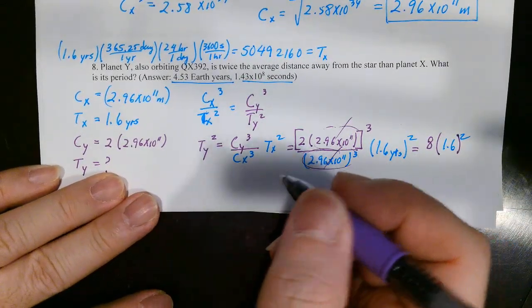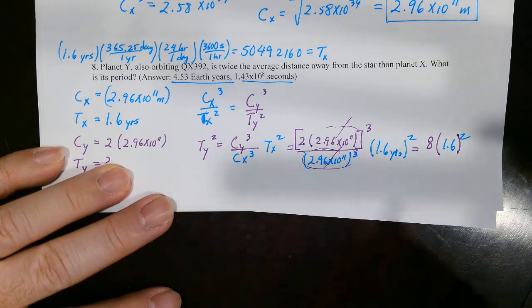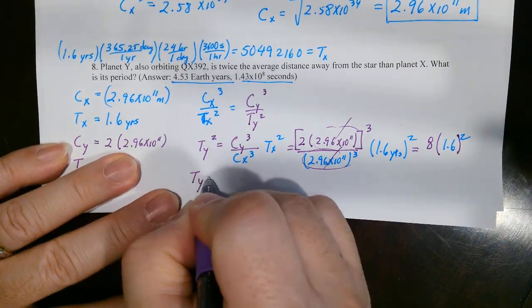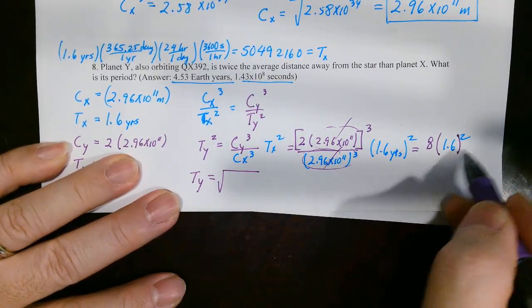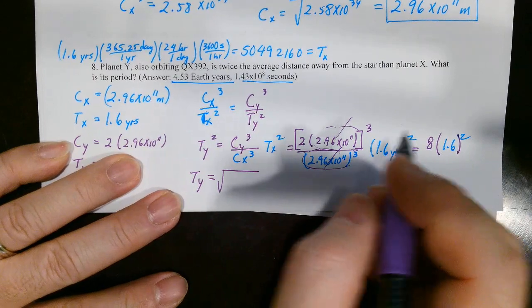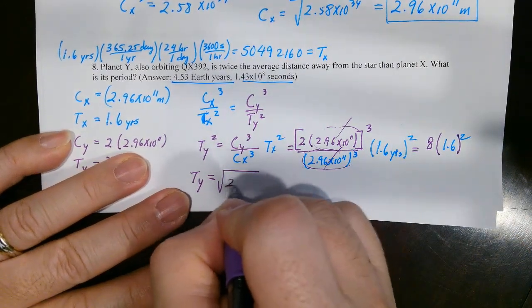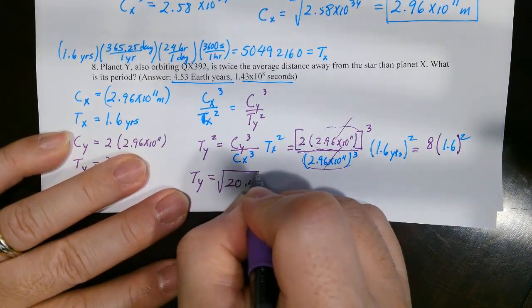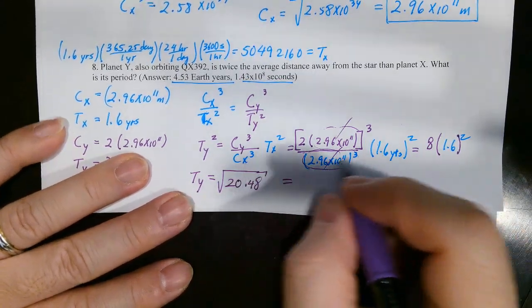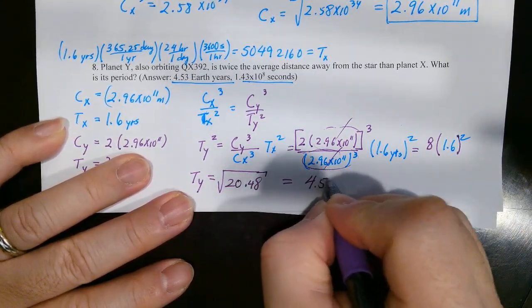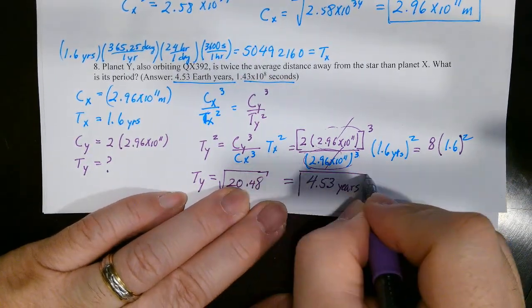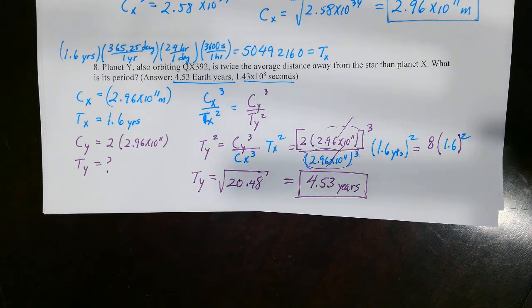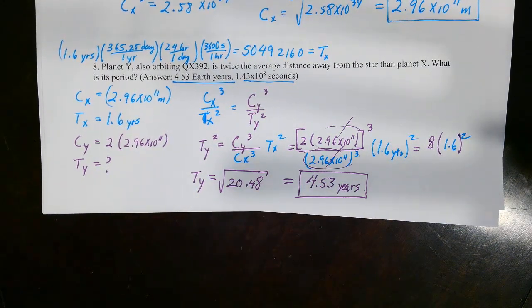Therefore, ty is equal to the square root of this, which is 1.6 squared times 8, which comes out to 20.48. So when you take the square root of that, your ty comes out to 4.53 years. Now that's a lot easier than working with seconds, I think. Okay.